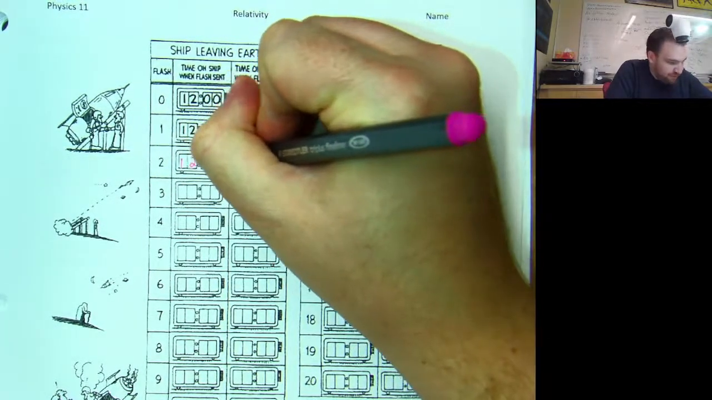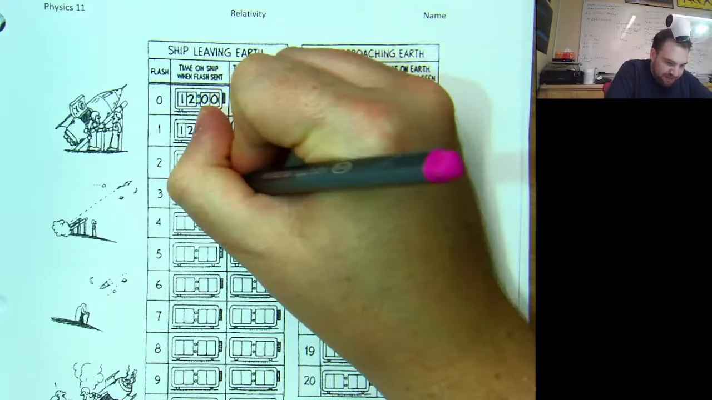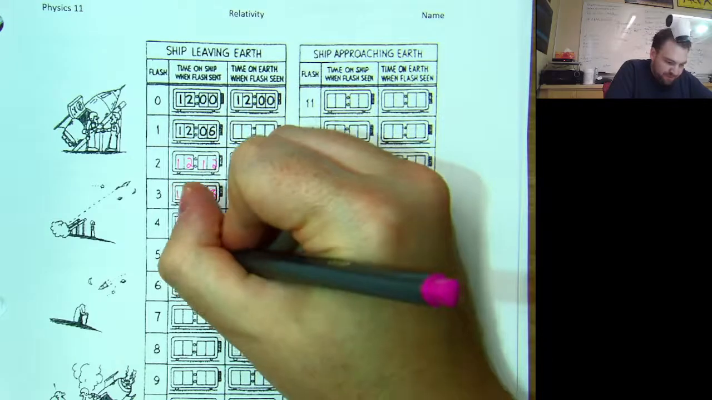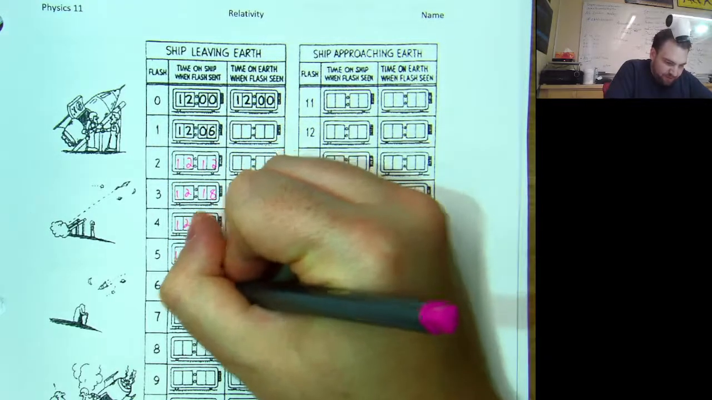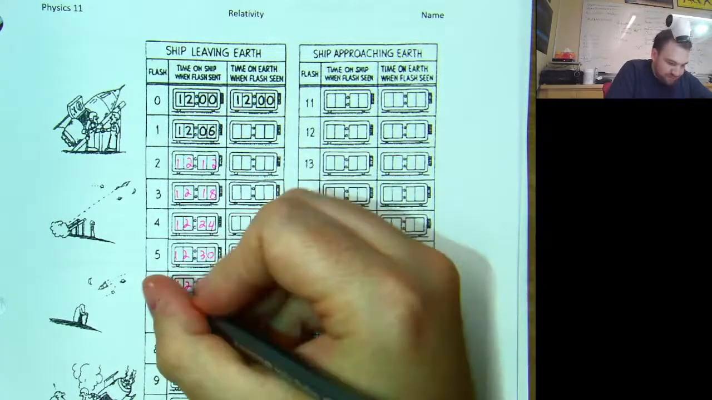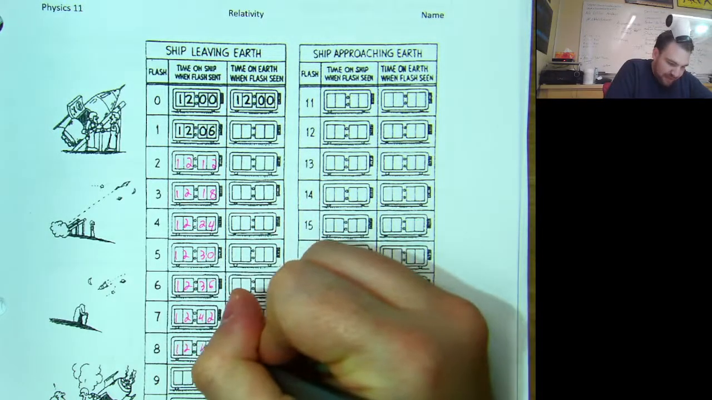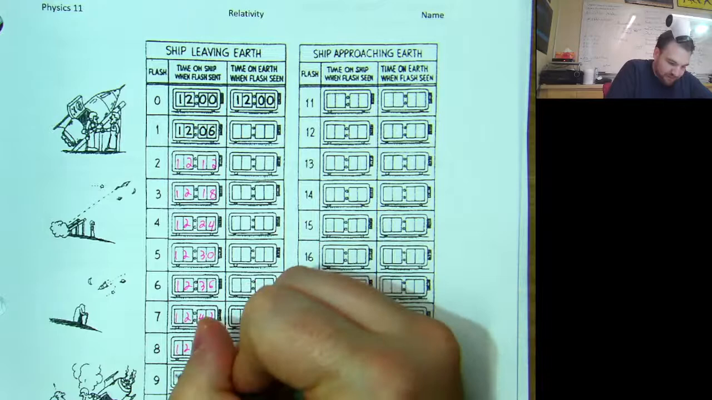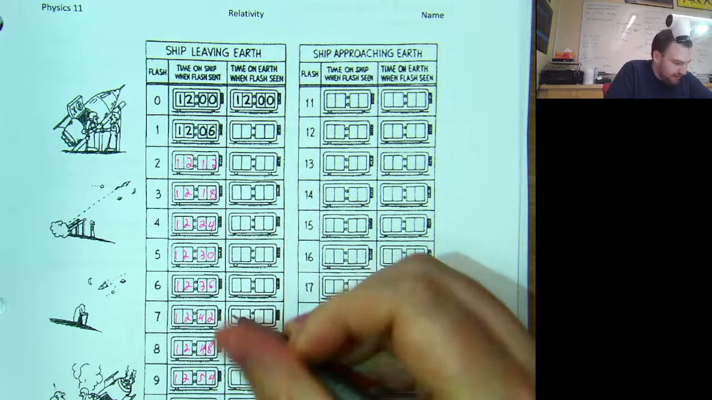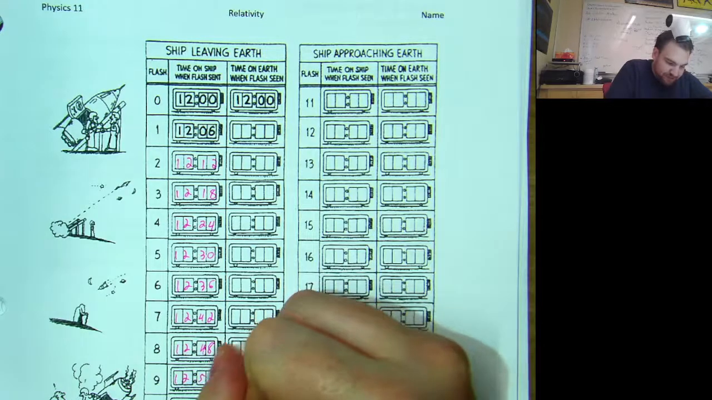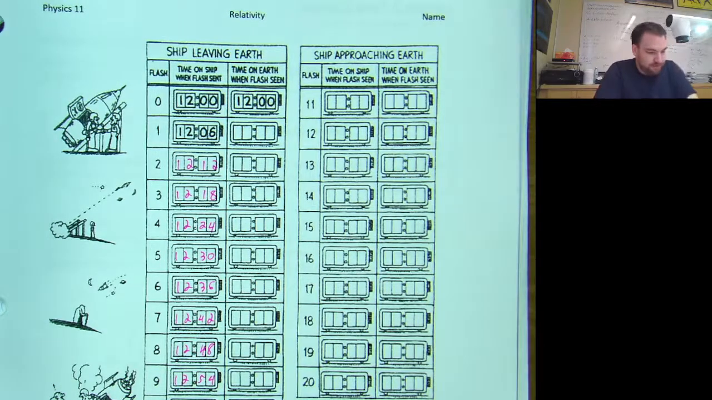12:06, 12:12, 12:18, 12:24, 12:30, 12:36, 12:42, 12:48, 12:54, and the 10th flash leaves the ship at 1300 hours, i.e. 1 o'clock.